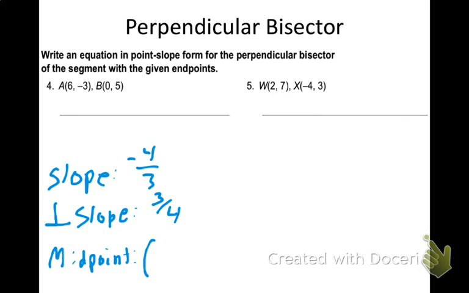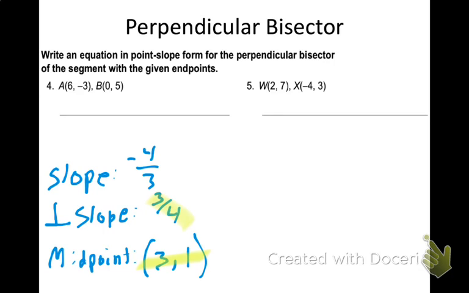Add your x's. 6 plus 0 is divided by 2. Negative 3 plus 5 is divided by 2. So my midpoint is at the coordinates 3, 1. Now I have that information. I'm going to take my perpendicular slope and my midpoint, and I'm going to put that into point slope form.